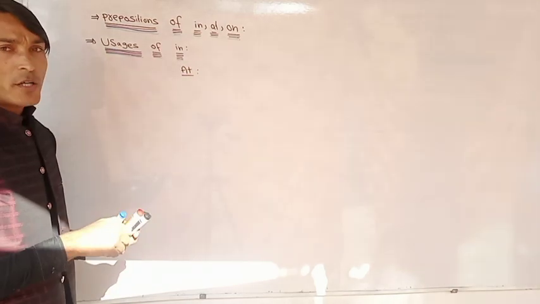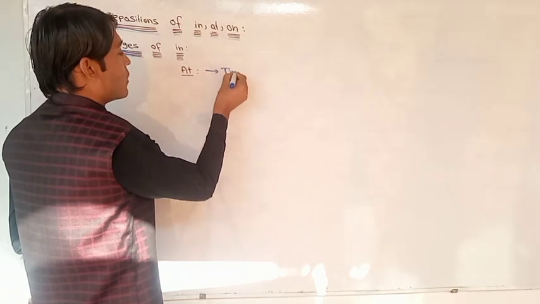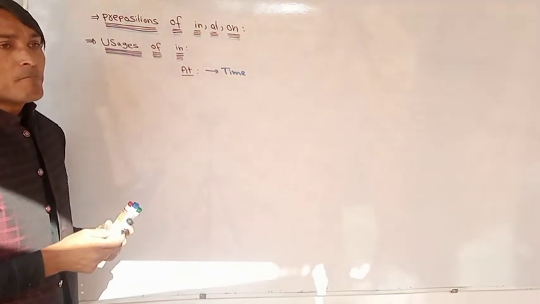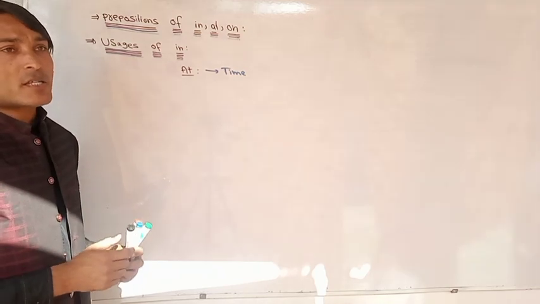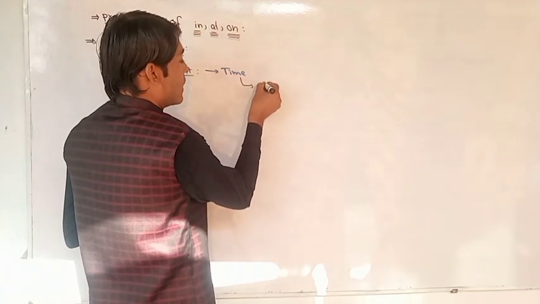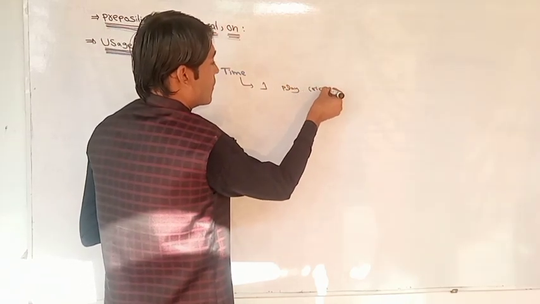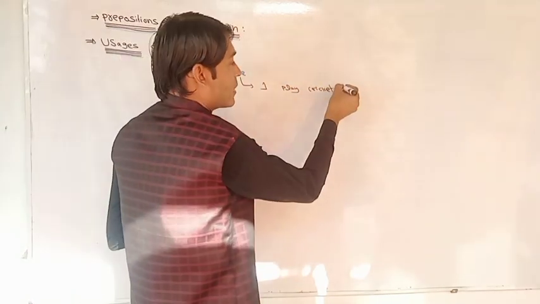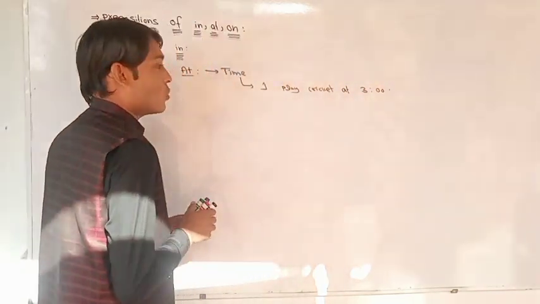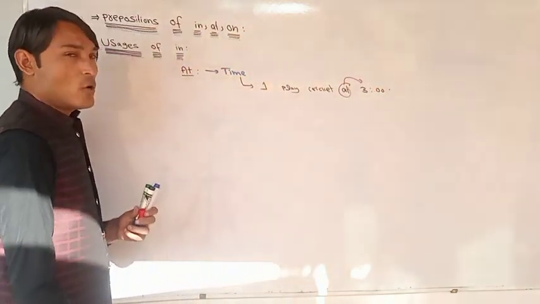"At" is used before what? It is used before time. The first usage is that it is used before time. For example, I say, what time do you play cricket? You can say, I play cricket at 3 o'clock. So it is used before time.